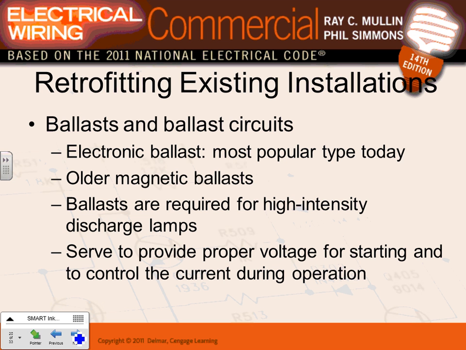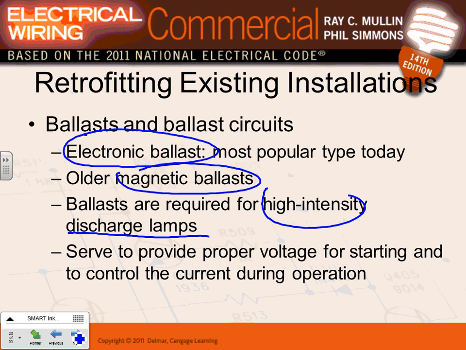Electronic ballast is the most popular. You have to use them in a commercial building. You cannot not use them based on energy code. On an engineered project it's always electronic ballast, and you can't meet the energy code without it. Older ones are electromagnetic, like a transformer. Ballasts are also required for high intensity discharge. They use a lot of electromagnetic ones with these big lamps.